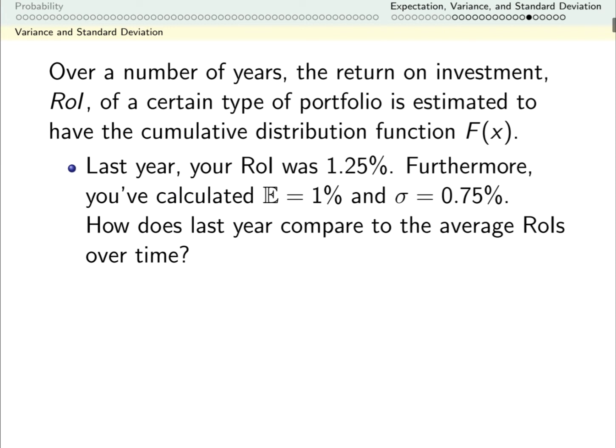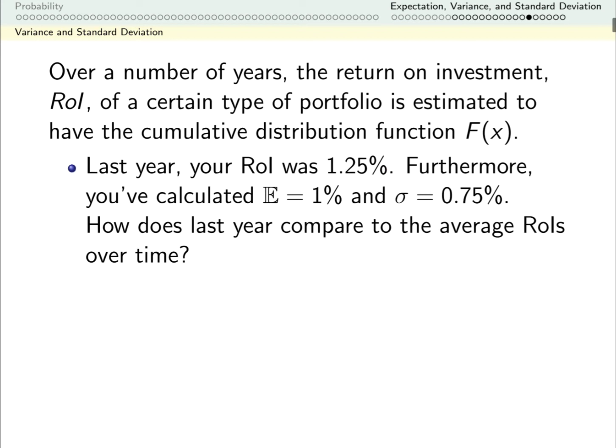Let's do a quick interpretation. So last year, let's say your return on investment was 1.25%, and you're trying to figure out how that compares historically. Is it a good year? Is it a bad year? Is it an average year? You've calculated your expected value. So this is like your average. So your average is about 1%. So you're a bit above average.